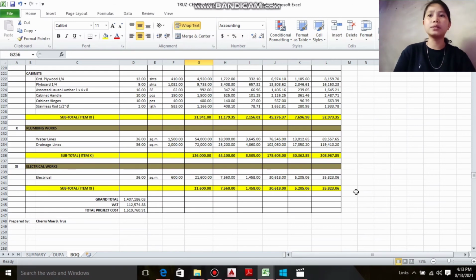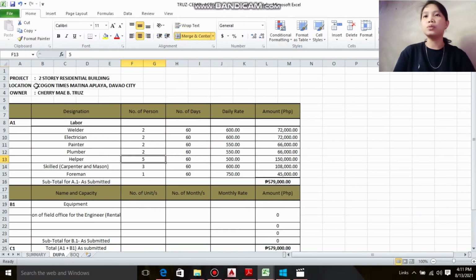And the electrical also is 35,823.06. So the total project cost of 1,519,760.91. So the labor: the welder, electrician, painter, plumber, helper, skilled carpenter, and mason, foreman, with a subtotal of 579,000. The number of days is 60. The summary, this one.